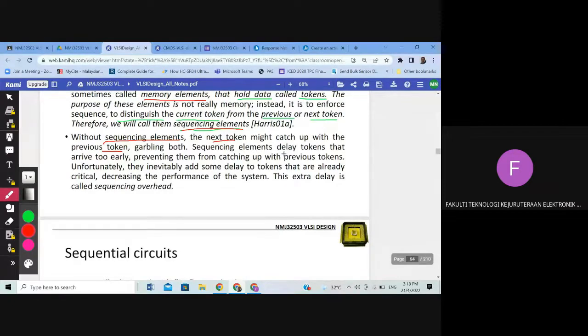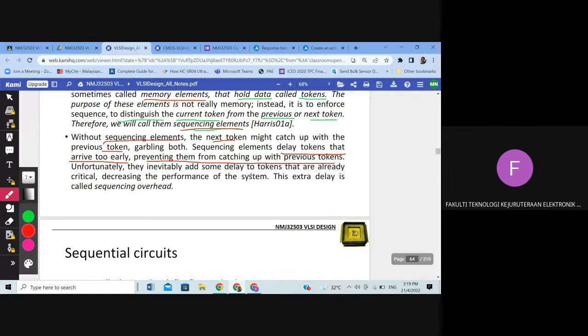A sequencing element delays tokens. Normally it delays tokens that arrive too early. I think we have discussed this using a timing diagram, if you recall the lecture that we had before. It will delay the token that arrived too early, preventing it from catching up with the previous token. So to avoid it catching up with the previous token, normally the sequencing element, either a flip-flop or a latch, will delay that data or token.